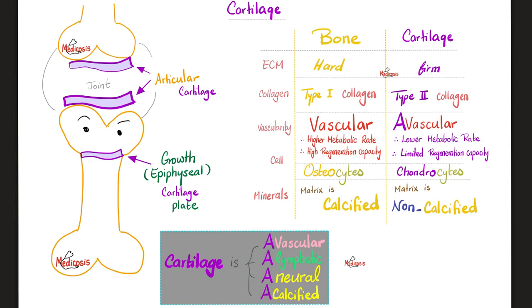Let's compare bone and cartilage. Bone is hard, but cartilage is firm, which means less hard. Bone is made of type 1 collagen, but cartilage has type 2 collagen. Bone is vascular, but cartilage is avascular or non-vascular. Bones are made of osteocytes, cartilages of chondrocytes. The matrix of the bone is calcified, that's why it's hard, but the cartilage matrix is not calcified, that's why it's not hard. With cartilage, remember the 4 A's. Cartilage is avascular, alymphatic, aneural, and acalcified. Cartilage is without blood vessels, without lymph vessels, without nerves, and without calcification.